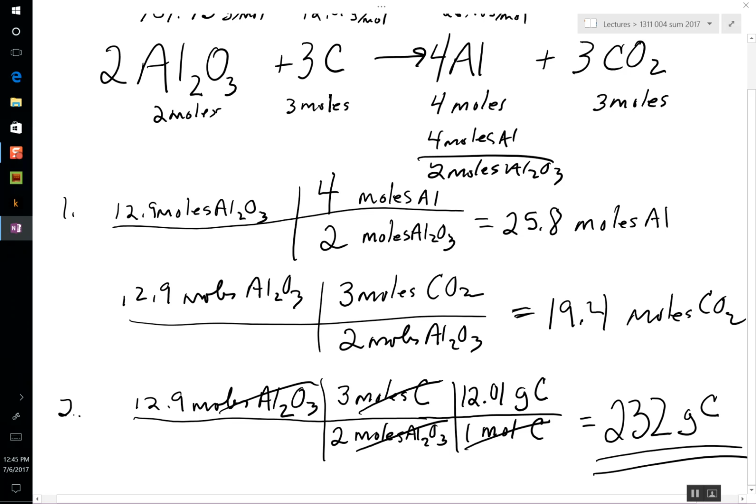How many grams of aluminum can be produced from 633 grams of aluminum oxide?